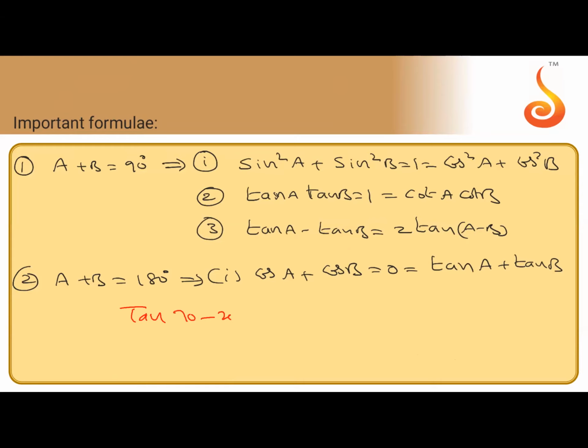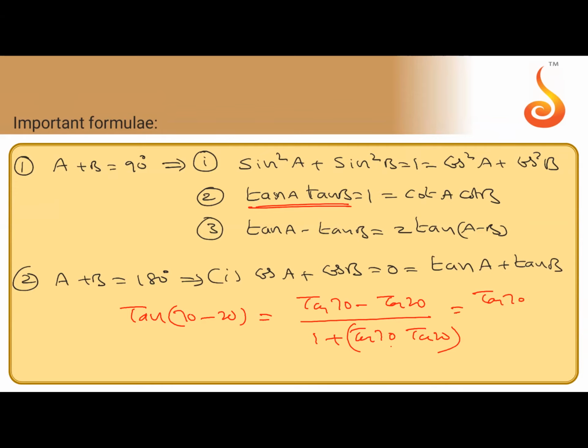You can take tan of 70 minus 20 and apply the tan A minus B formula. What is the formula for tan A minus B? Tan A minus tan B by 1 plus tan A tan B, so tan 70 minus tan 20 by 1 plus tan 70 tan 20. Clear now? Observe the product value, tan 70 into tan 20. According to the property, tan 70 into tan 20, because 70 plus 20 is 90, that value gives 1.